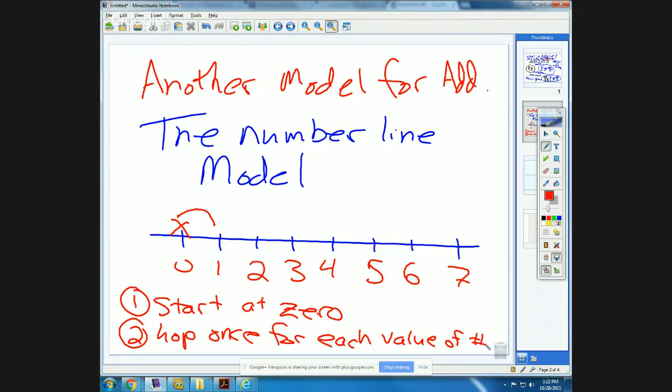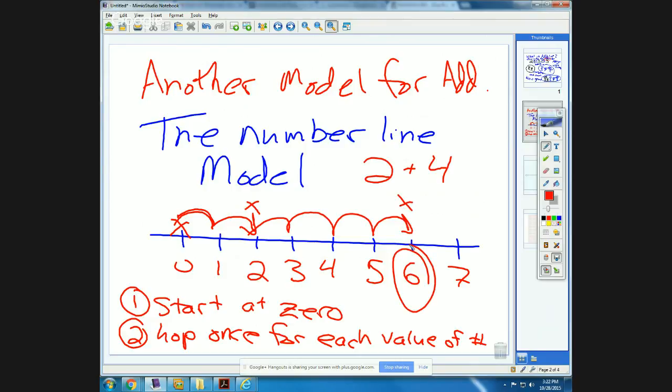So if I rolled a 2, I'm going to try and illustrate again because of my dice, 2 plus 4. So I do 1, 2 hops, and that puts me here. So that's my new spot. And then I do 1, 2, 3, 4 hops. And now I can see the answer must be 6. And so I get that equivalence from my sets.